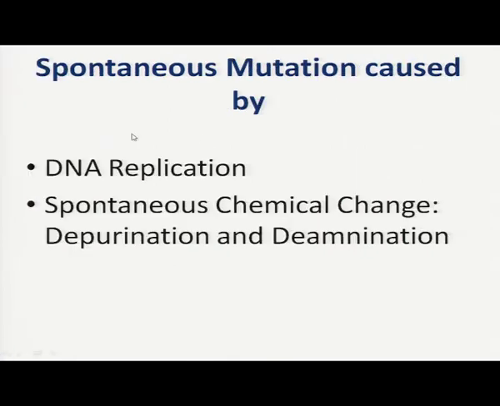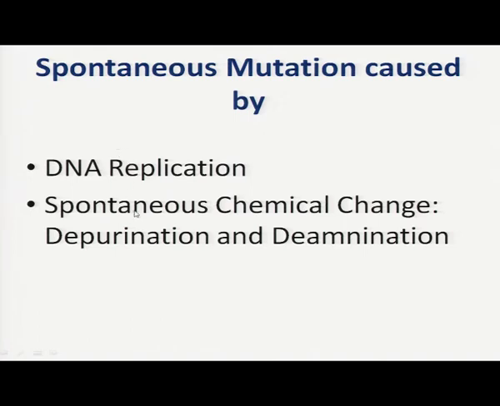So, a spontaneous mutation may be caused by DNA replication. You have already learned about this in the DNA replication topic. During DNA replication, if DNA polymerase adds any wrong nucleotide in the newly synthesized DNA, at the same time the DNA polymerase will use its exonuclease activity. It will remove the wrong nucleotide and will add the correct one. So, at the same time that error, that damage, that mutation is being corrected.